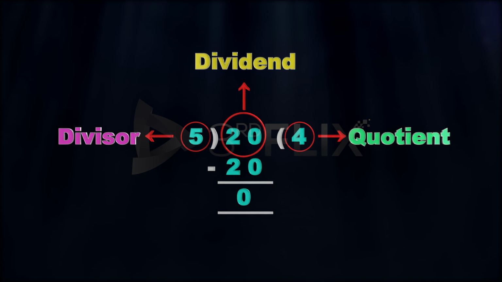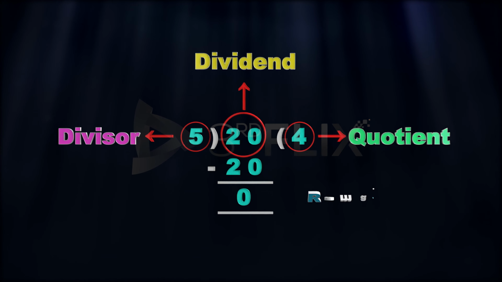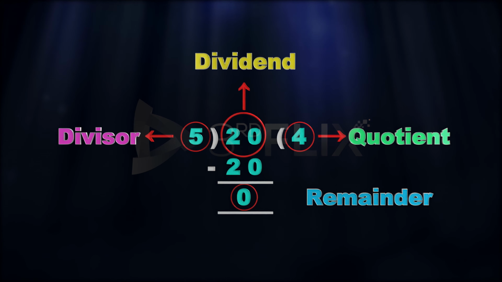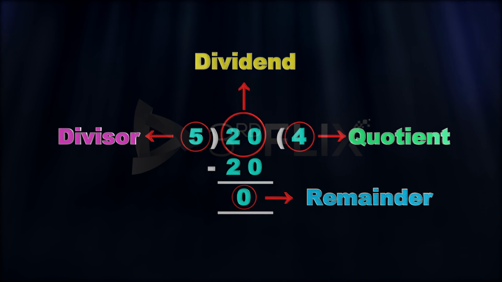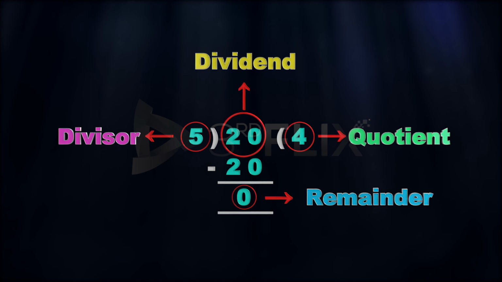The number that is left over after division is called remainder. 0 is the remainder. Remainder must always be smaller than the divisor.